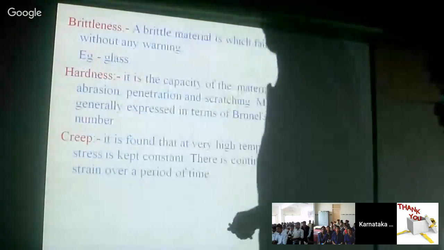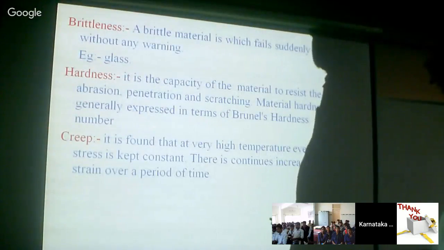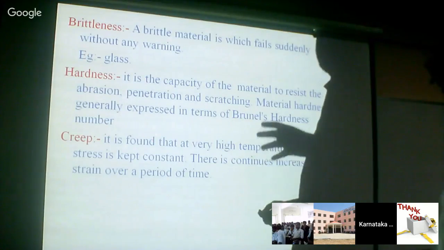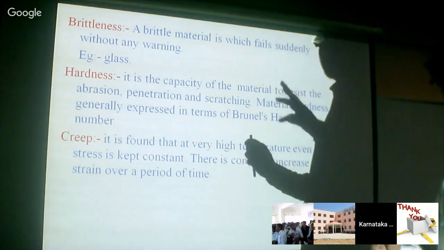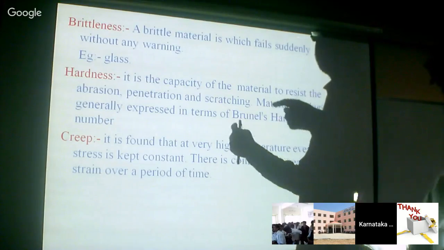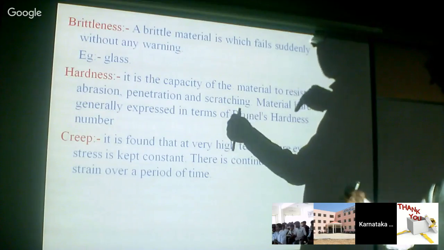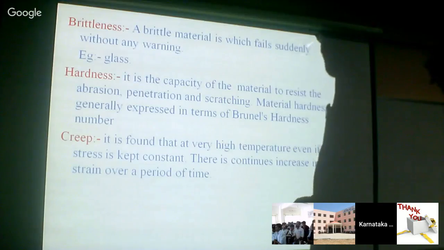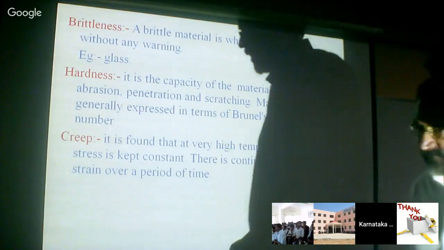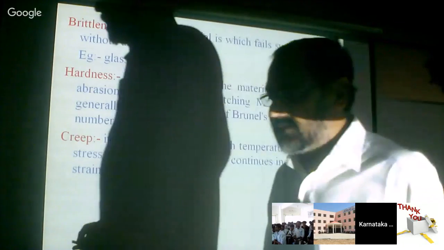All these things happen in bridge girders and long span supports, because no extra load will be applied. The structure has been designed, and for the self weight there will be long term deformation, a deformation over a longer period. That is creep. Therefore, while designing the structure, we need to consider all these things.